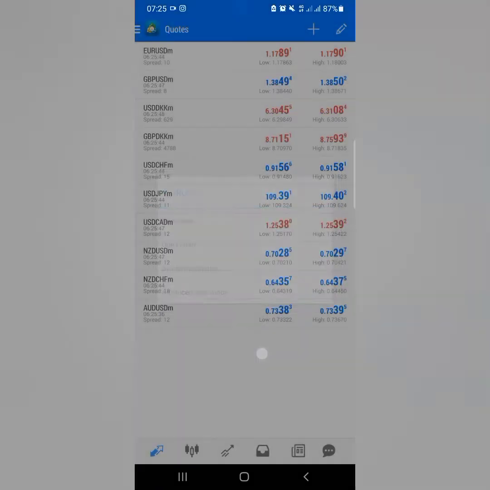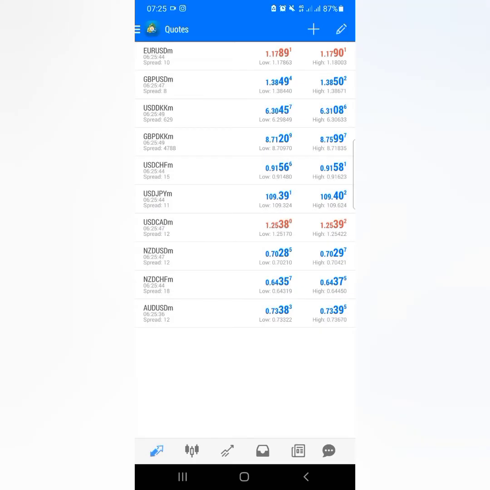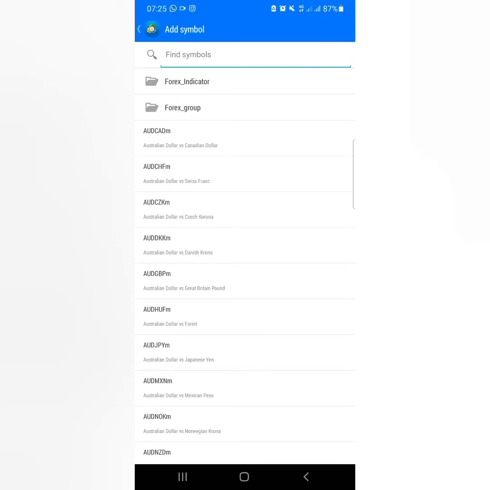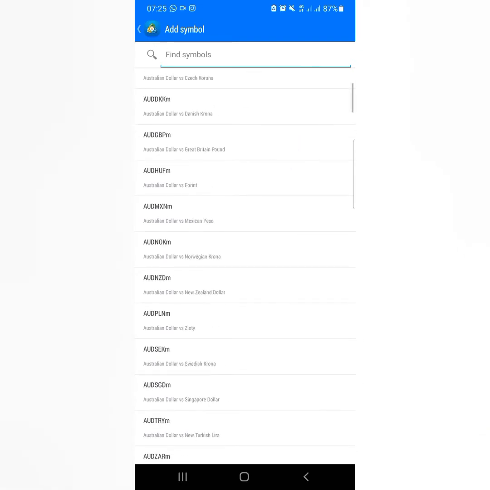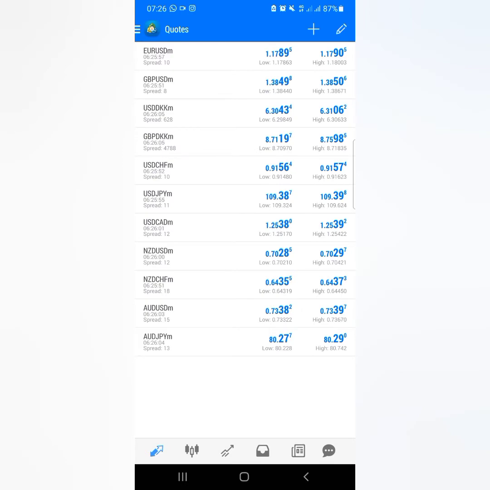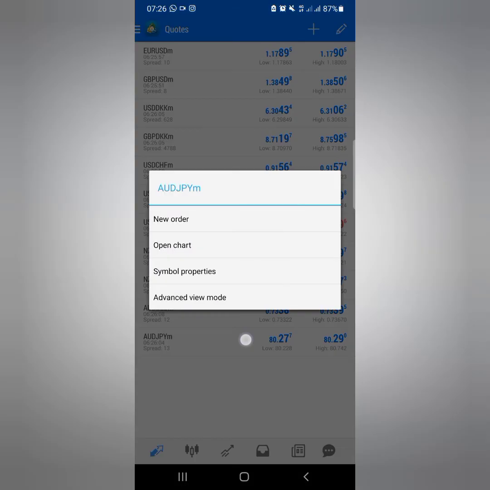If the currency pair is not here, all you need to do is just click on the plus icon, click on Forex group, and you can see once you click on AUDJPY, it's going to be added. So that is how to add symbols. You can see the AUDJPY has been added here.